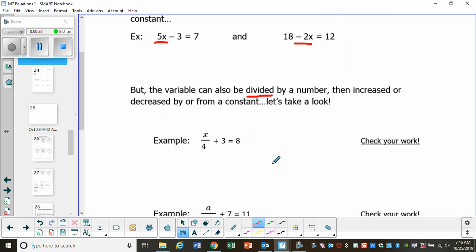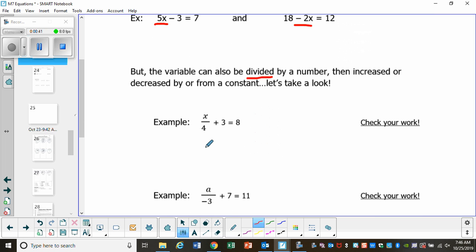Let's take a look. So now we're going to have examples where it's x divided by 4 plus 3 equals 8. The process is still going to be the same. We're still going to drop our bar, and we're going to identify the constant. Remember, the constant is that number without a variable. So the constant here is plus 3. So we're going to subtract 3 to get rid of it. These cancel because of the additive inverse property. And then 8 minus 3 is 5. Now this is x, or 1x, divided by 4 equals 5.